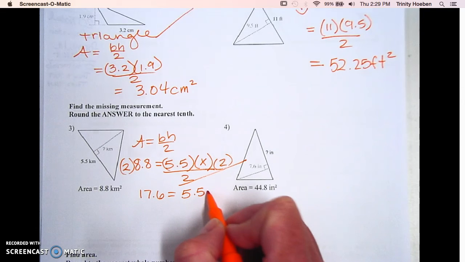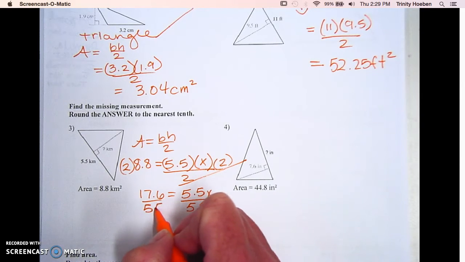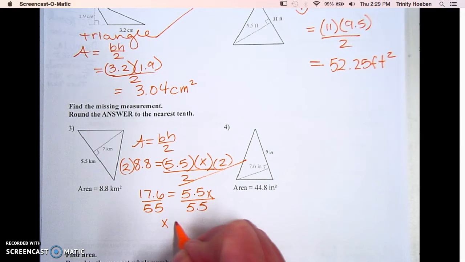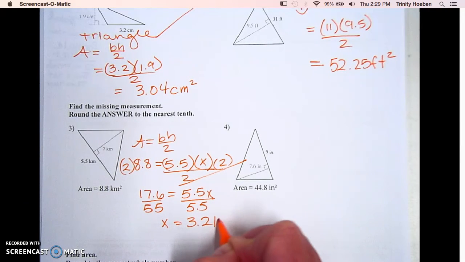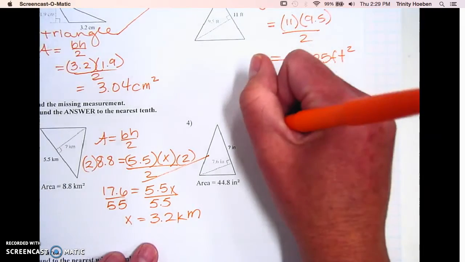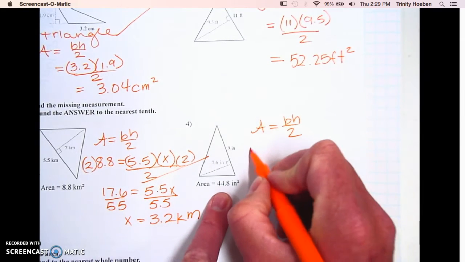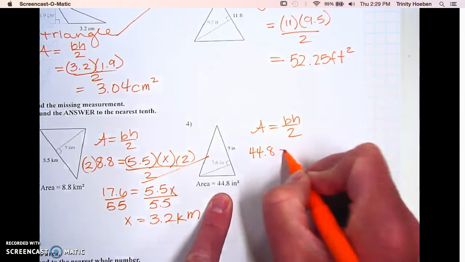equal to 5.5x, so divide both sides by 5.5. That means the height is 3.2 kilometers. Same thing for number 4, area equals base times height over 2. They gave us the area of 44.8.